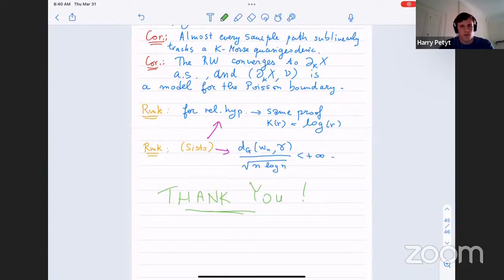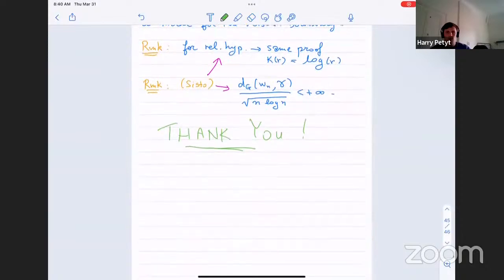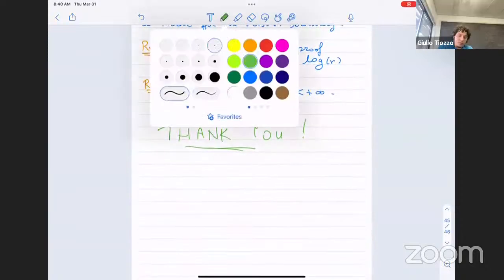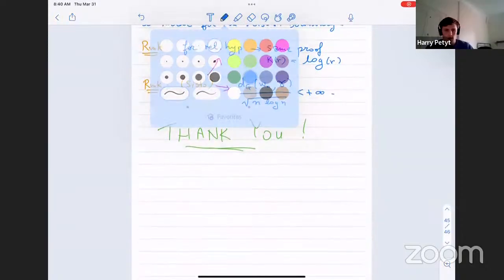Does anybody have any questions? So what was the reference that you gave at some point for the barycenter of points in the mapping class group? Because I'm used to that being a Bestvina-Minsky thing, but was this one slightly different?